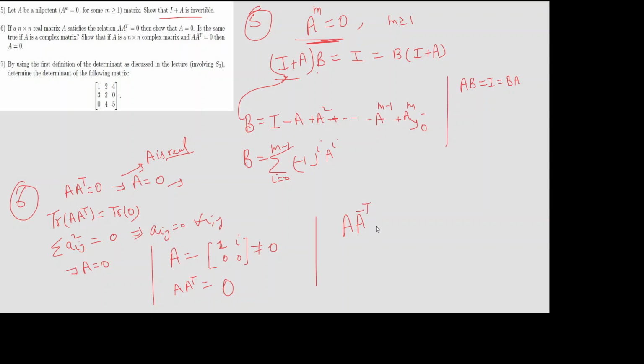That means if A conjugate transpose is equal to 0, then A is the null matrix. Why? If we take the trace of both sides, A conjugate transpose A is 0, so that means the sum of the absolute values of Aij squared is equal to 0. That means all the terms are 0 for all i and j. This means A is equal to 0. That means A is a null matrix.